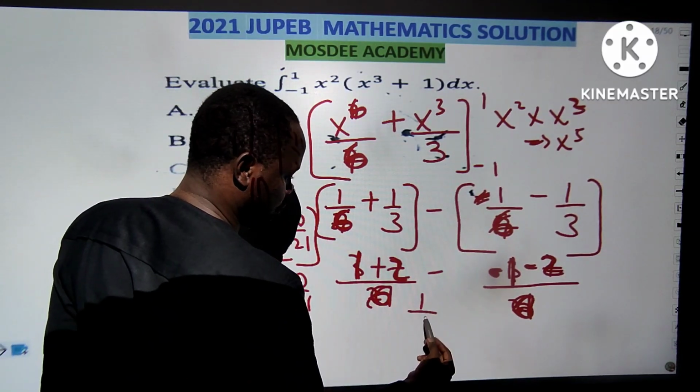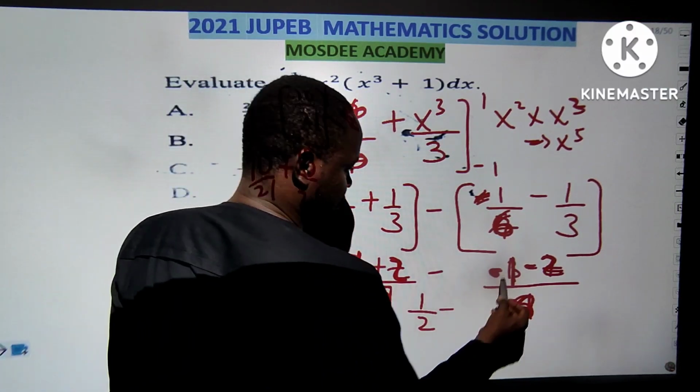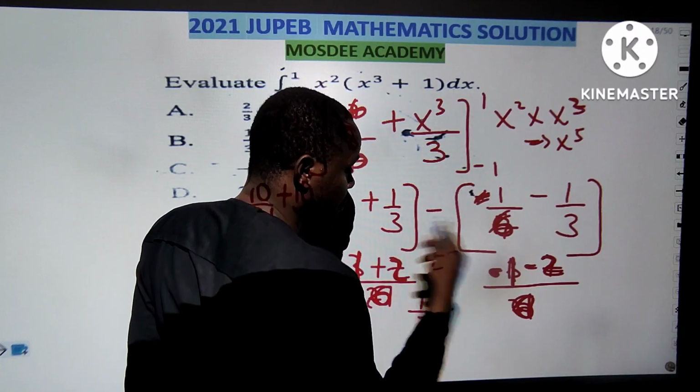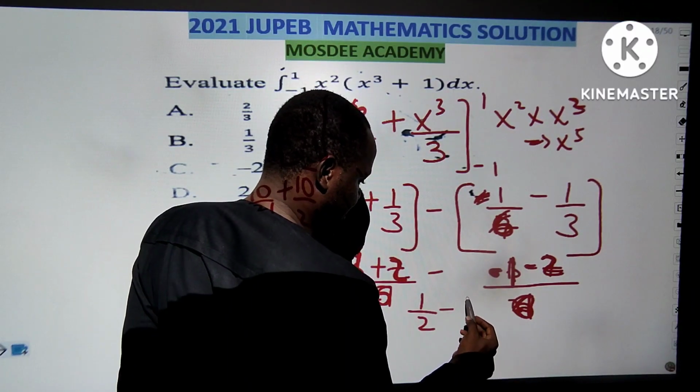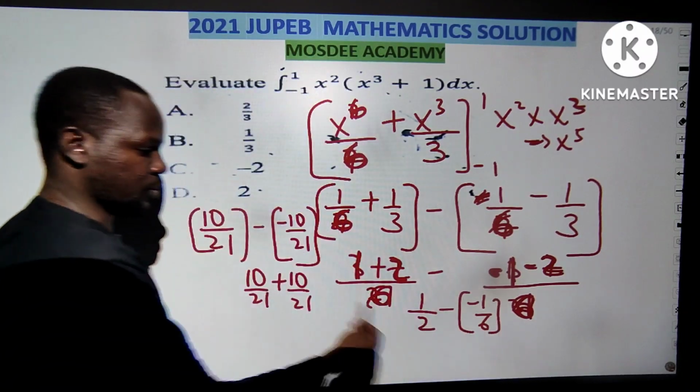This is 1 over 2, like 1 plus 2 is 3 over 6, which is 1 over 2, minus. Now here it is 1 minus 2, which is minus 1. So that is minus 1 over 6. So this is what you are supposed to solve right now.